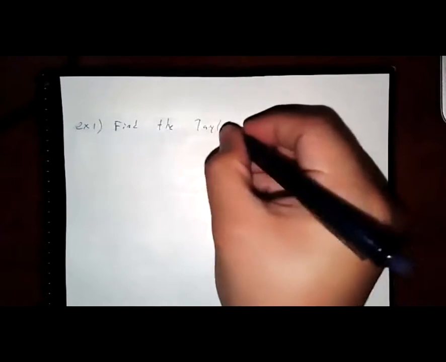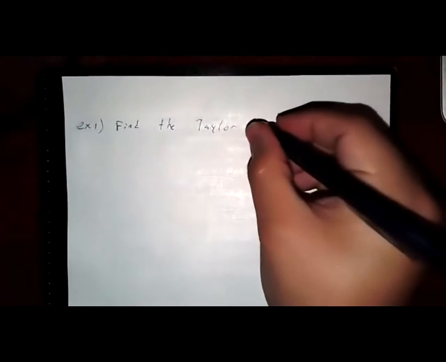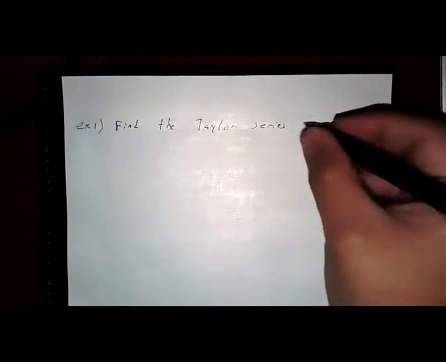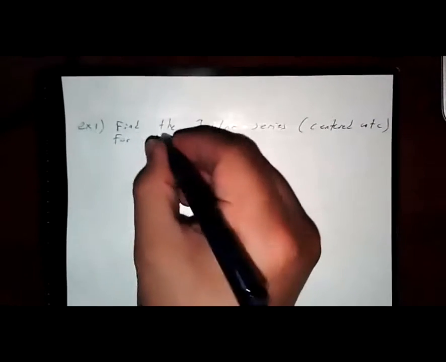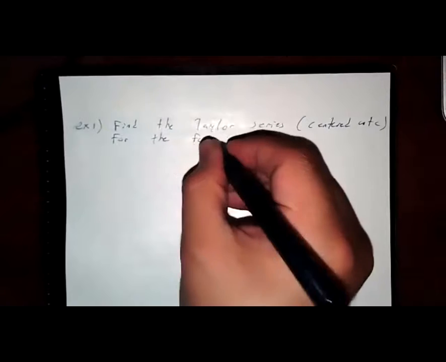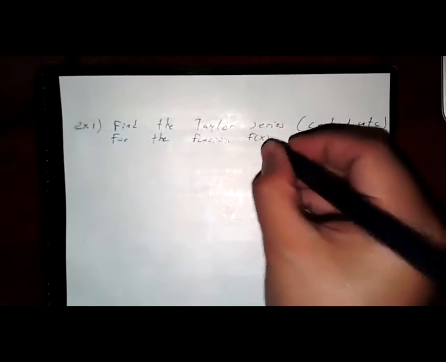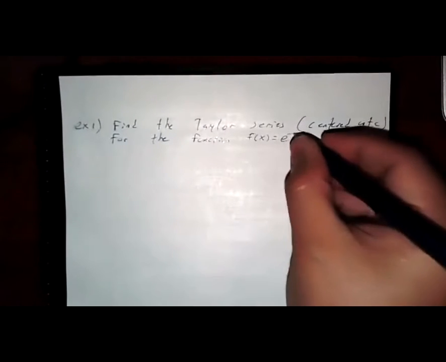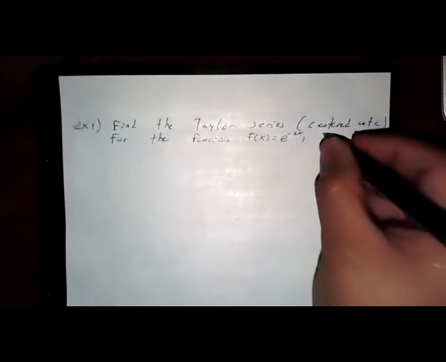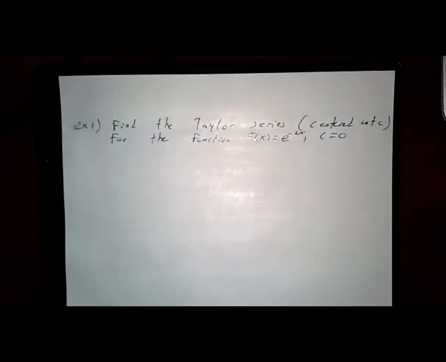Find the Taylor series. The question would be asking you to find the Taylor expansion series centered at c for the function f of x equal to e to the negative 2x, where c is equal to 0. Since c is 0, this is technically a Maclaurin series, but Taylor is just more general.